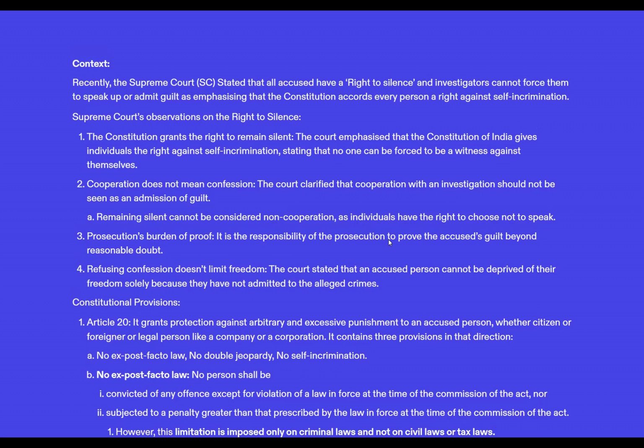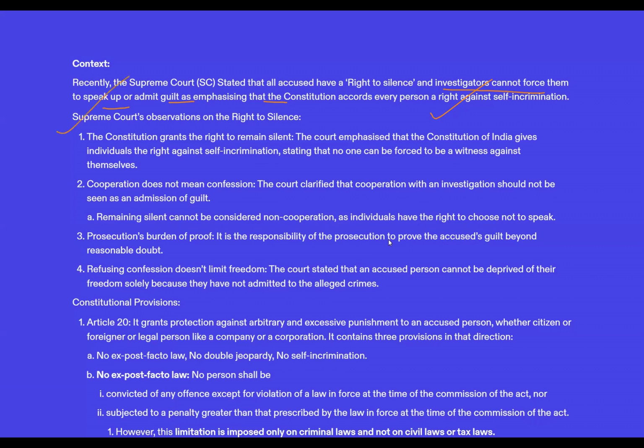And the most important thing, investigators cannot force them to speak up or admit guilt, emphasizing that the Constitution accords every person the right against self-incrimination. That means that in case somebody is arrested, somebody is put into custody, they are not bound to speak, or they cannot be forced, whether by torture, mental, emotional or physical, or the authorities cannot compel them to give certain evidence that can go against themselves. That is why most of the accused in any case plead not guilty. So this has to be known to everyone.